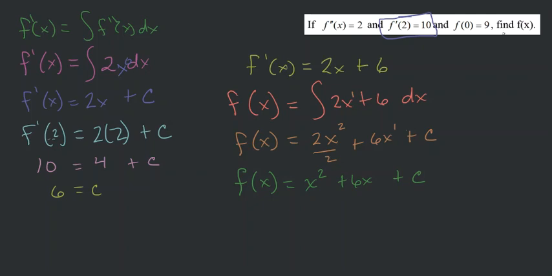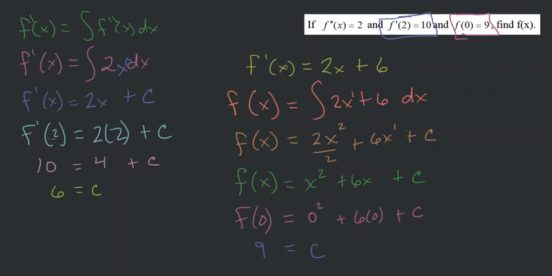And now we need to use this. This is our initial condition for the regular function. Do the same thing that we did over here. We take f of 0. So f of 0 is going to equal, now we put in 0, 0 squared plus 6 times 0 plus c, and that is supposed to equal 9. All of that is supposed to equal 9. So that leaves us with 9 equals 0 plus 0 plus c.